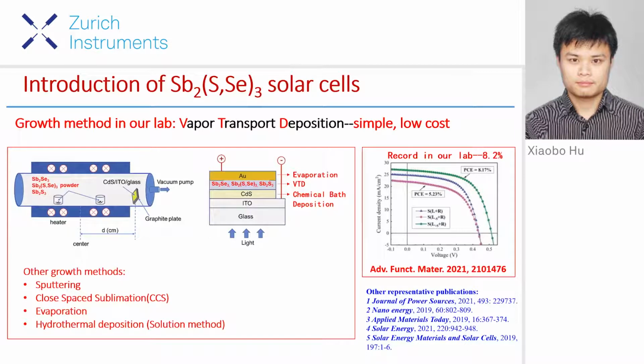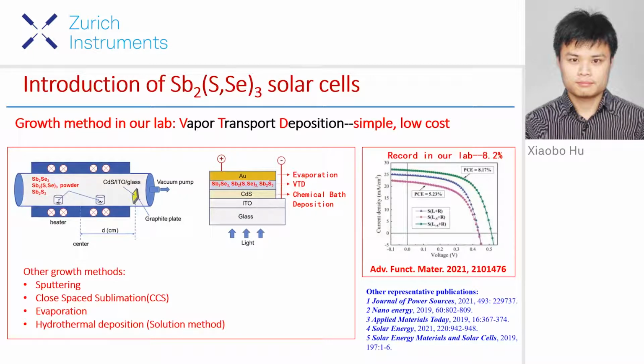There are many methods for growing Sb2(S,Se)3 thin film, such as sputtering, close-spaced sublimation, evaporation, hydrothermal deposition method, and vapor transport deposition. In our lab, we use vapor transport deposition, abbreviated as the VTD method, to deposit antimony selenium sulfide thin films, since this method is very simple and low cost.